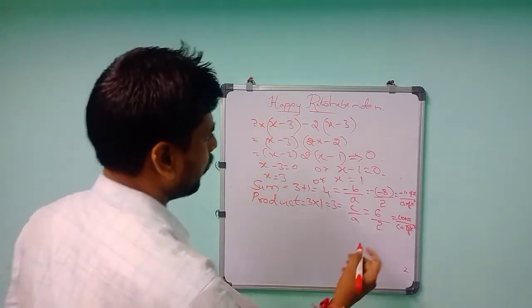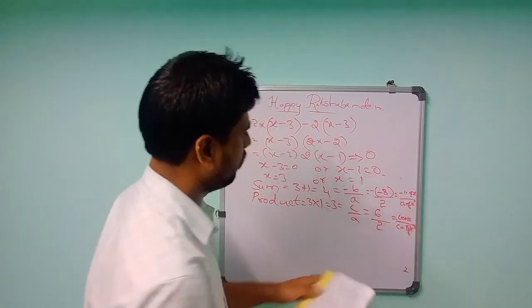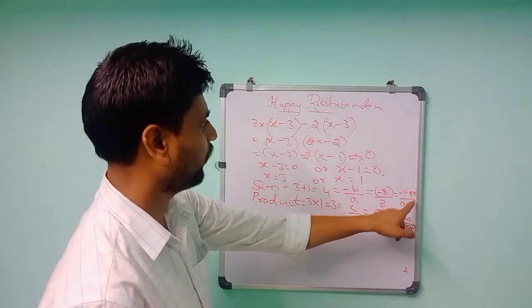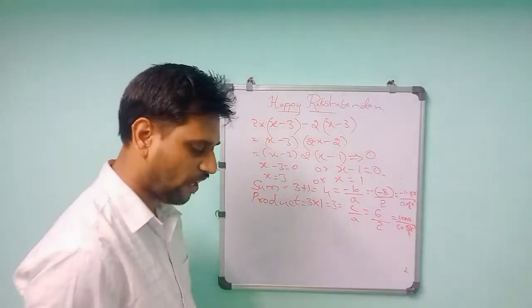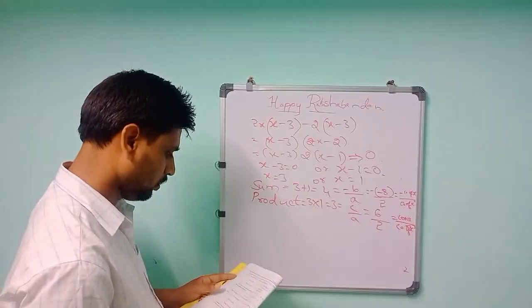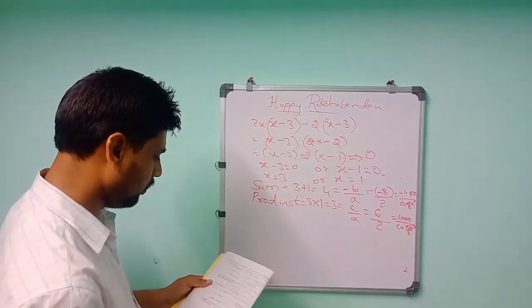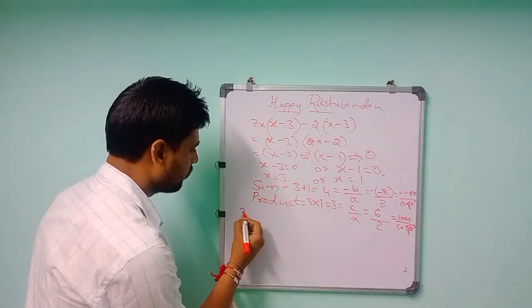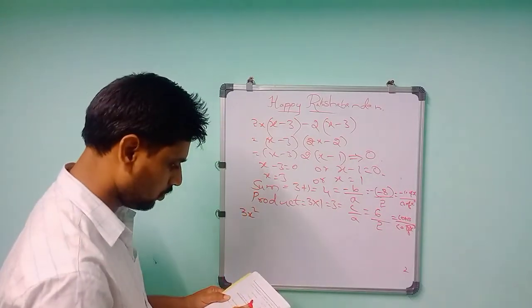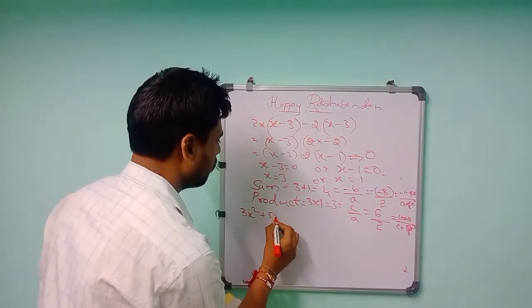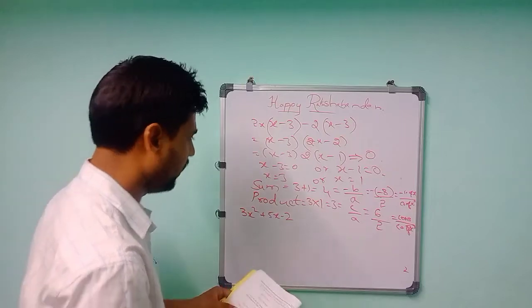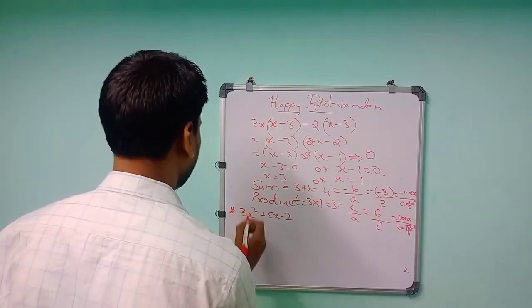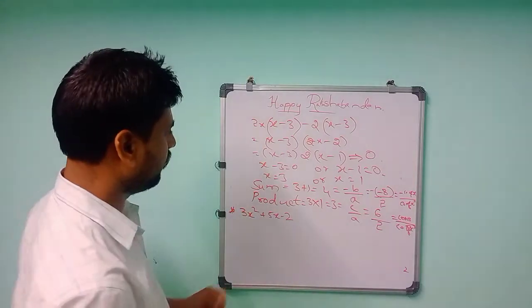So you have to remember this one too. For the sum, it is minus coefficient of x divided by coefficient of x square, and for the product, it is constant divided by coefficient of x square. Then take one more example: 3x square plus 5x minus 2. This is the question. You have to find the sum and the product of the zeros of the polynomial.